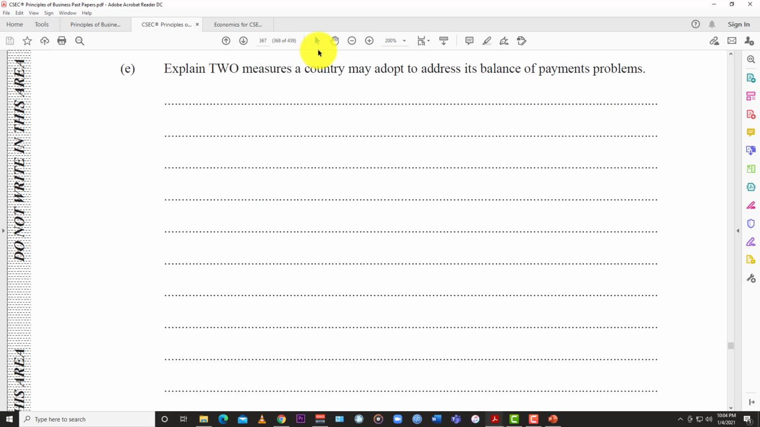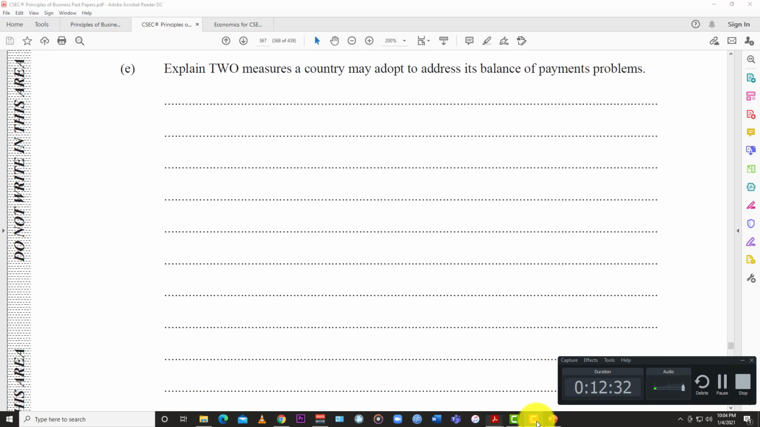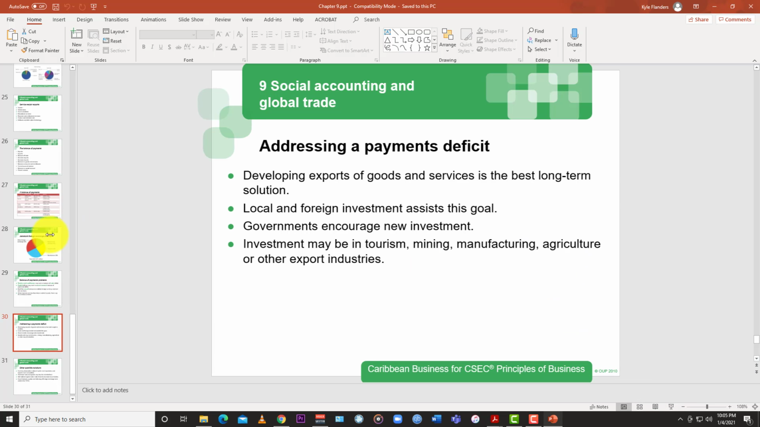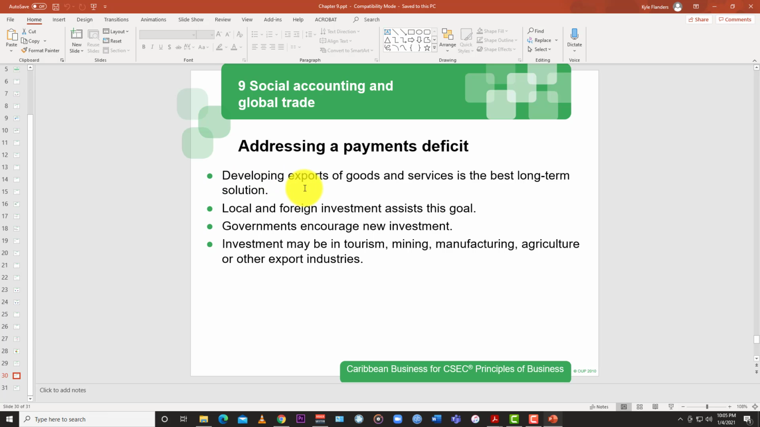Of course, one of the ways is to borrow money. You have places like the IMF, the World Bank. In times when your balance of payments has issues, you can go to those institutions and you can borrow some money and you can try to stabilize, recalibrate your balance of payments. Other solutions is, of course, developing exports of goods and services, the best long-term solution.